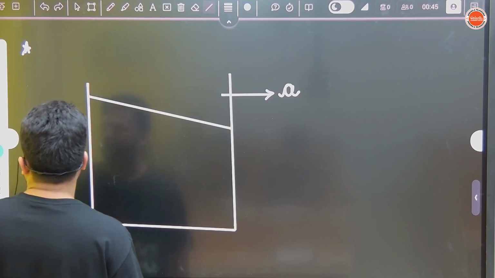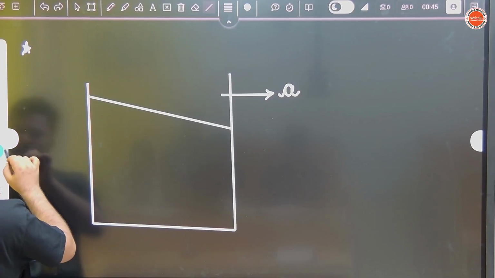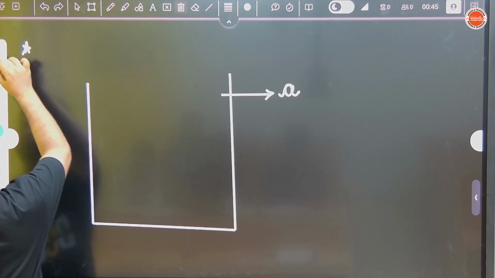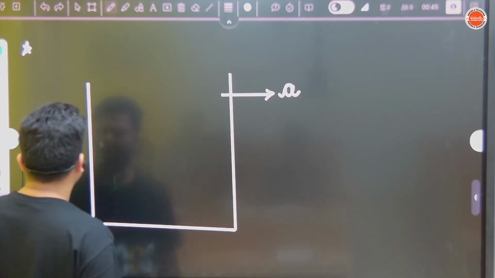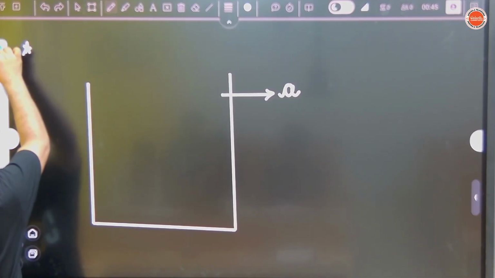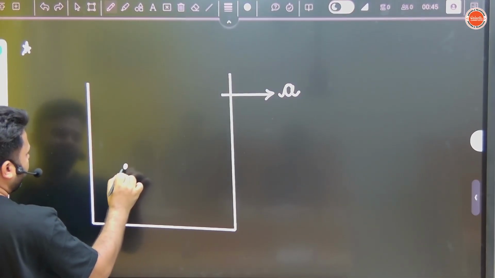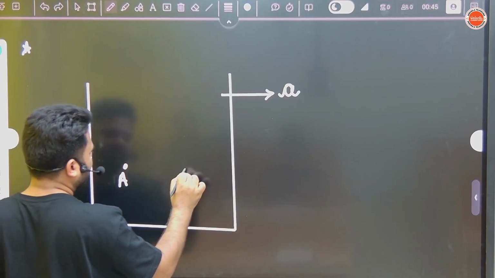Acha, one more thing. Like if they ask, this is the point A and this is the point B.